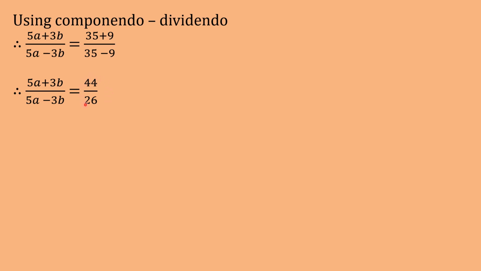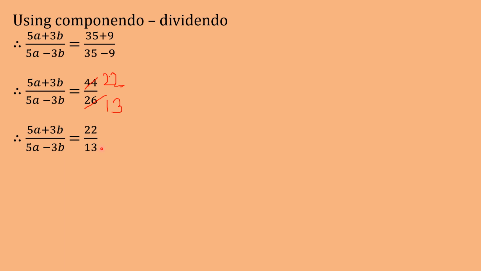Now students, this is divisible by 2's table. Yes, let's reduce it first. If you reduce, you'll use 2's table. So 2 twos are 4, 2 twos are 4. You got 22, and if you reduce this, 2 thirteens are 26. So what do you get, students? 22 upon 13. So our next step will become 5A plus 3B upon 5A minus 3B is equal to 22 upon 13.